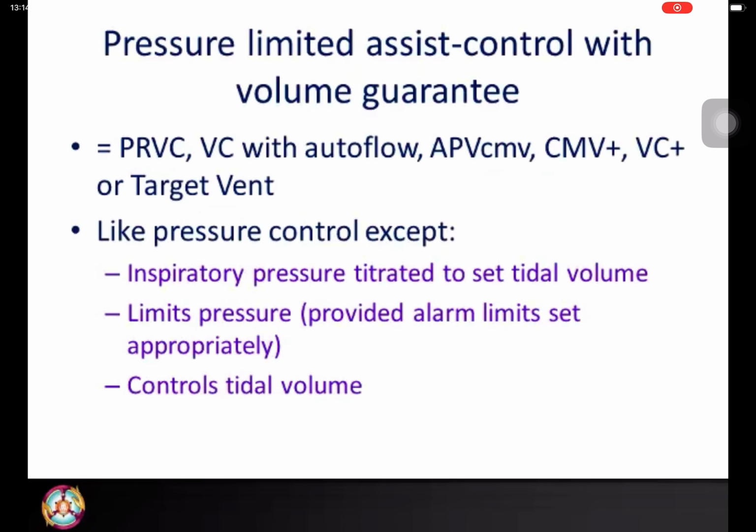Pressure-limited assist control with volume guarantee is known by a large variety of names, depending on the ventilator manufacturer. Some of these are listed on the slide. It's like pressure control, except the inspiratory pressure is automatically adjusted by the ventilator in order to achieve the set tidal volume. The maximum pressure that can be delivered by the ventilator is limited by the alarm limits.